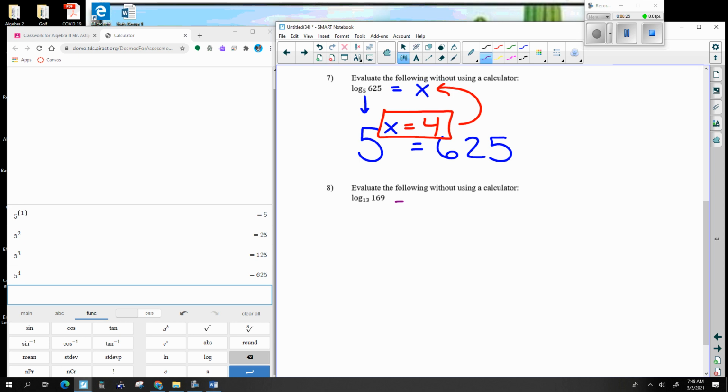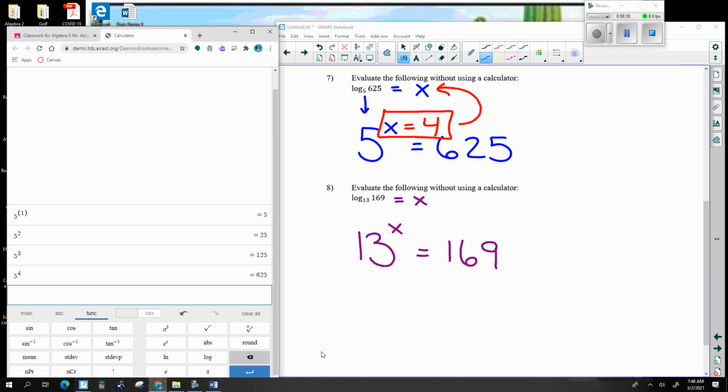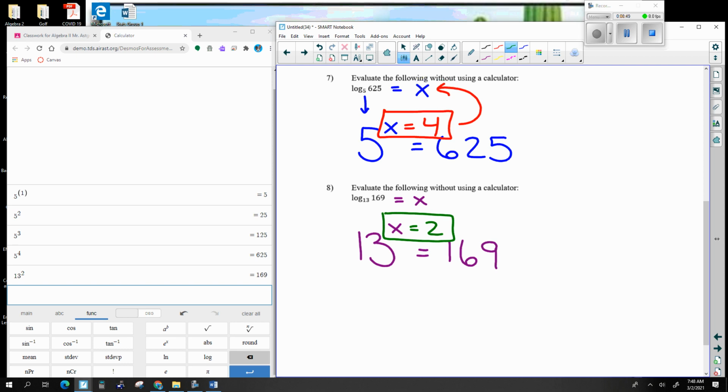Okay, so again, this is equal to something. I need to figure out that something. The base is 13. So 13 to the X is 169. I think that's to the second power, I think. So 13 to the 2. There it is. Okay, so 13 to the second power. This is equal to 2.